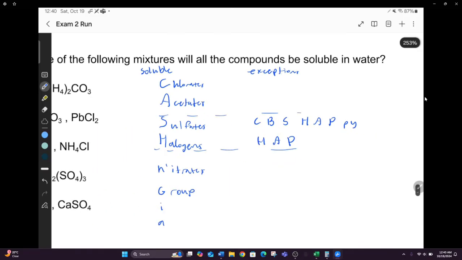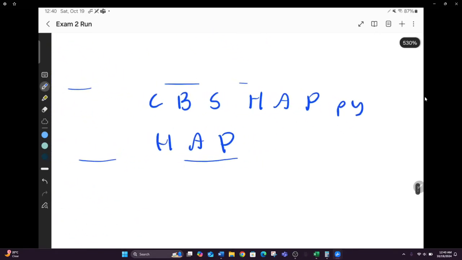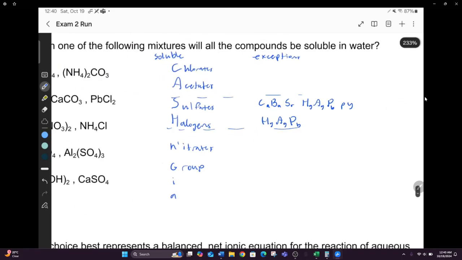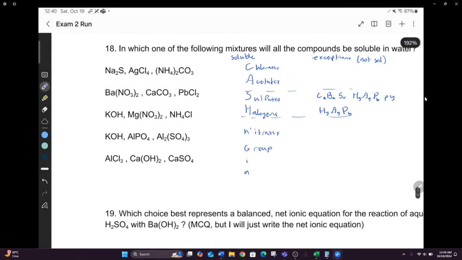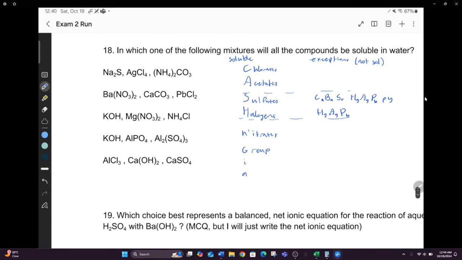So all these are soluble except for these exceptions. It's kind of easy to remember. It's Ca, Ba, Sr, Hg, Ag, Pb, and then Hg, Ag, Pb. So what we're saying is, all these are soluble, but for sulfates and halogens, if a sulfate's with calcium, barium, or strontium, it is not soluble. If halogens are with Hg, Ag, or Pb, they are not soluble either. So we just kind of have to go through our list and find it out, right?